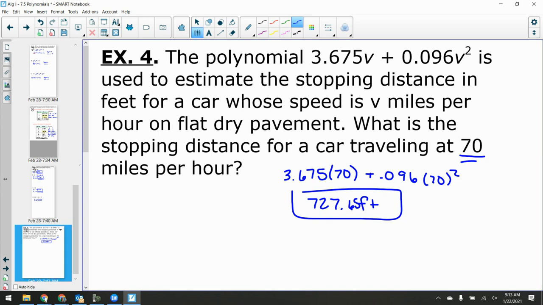I know this might seem like a lot of homework, but a lot of it's just like, what's the degree, what's the degree, what's the degree? How many terms, how many terms, how many terms? So it's just giving you repetition on those types of things.